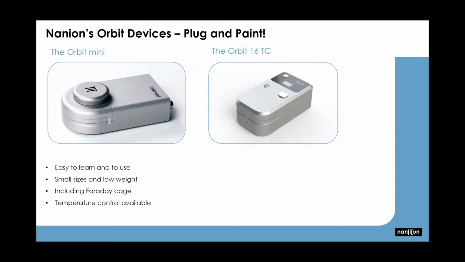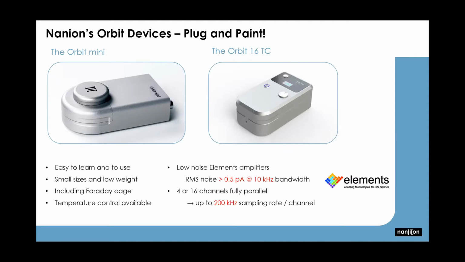And both offer temperature control. Both devices include amplifiers of our cooperation partner Elements. These amplifiers are tailor-made for recording of single channels. They have great noise levels, and you can record the 4 channels of the Orbit Mini or the 16 channels of the Orbit 16TC at sampling rates up to 200 kilohertz per channel. So there's no multiplexing involved. You can record them fully in parallel.